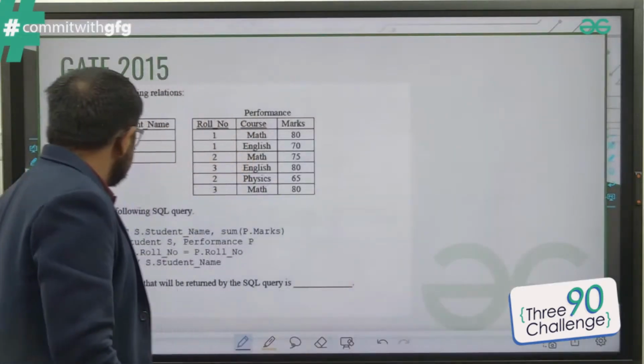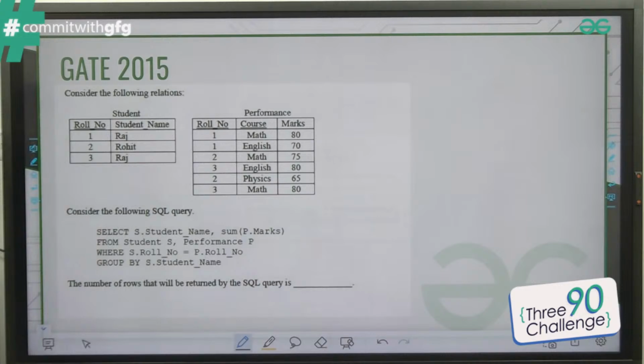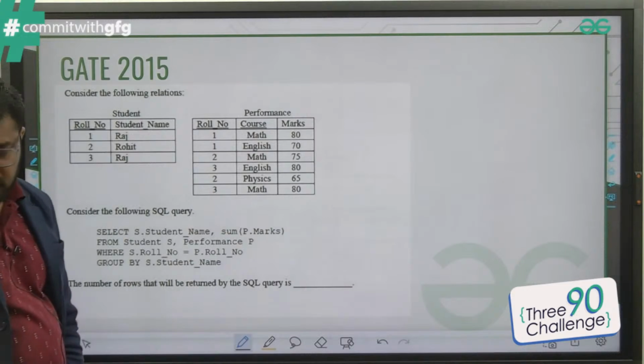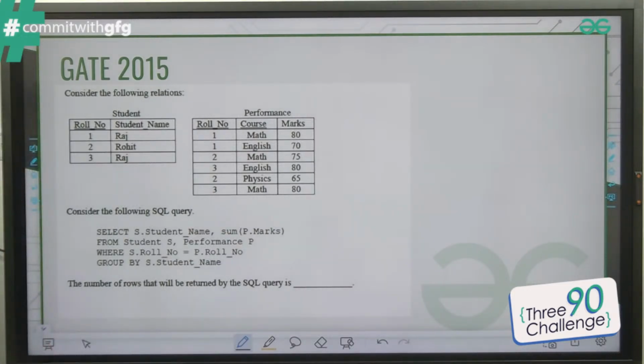Okay, try this question, GATE 2015. Consider the following query. The number of rows returned would be. How can you solve it? Try it. I'll give 30 seconds.